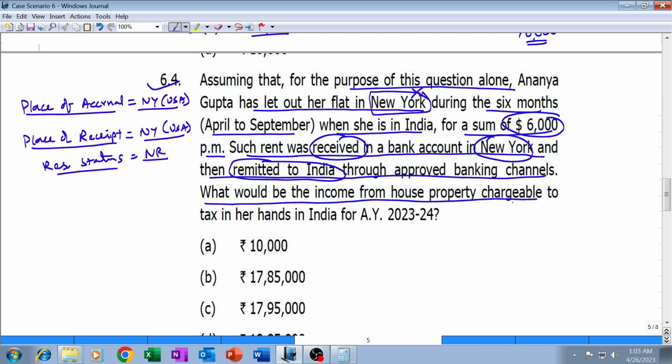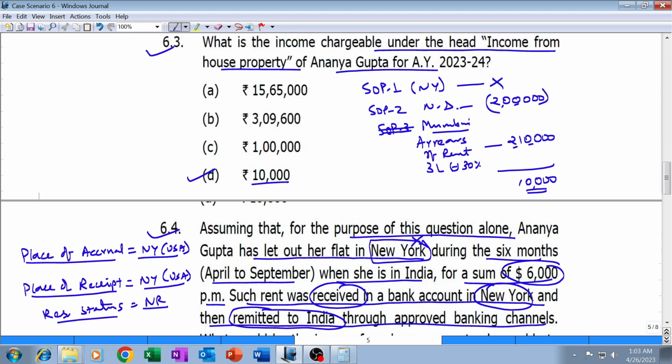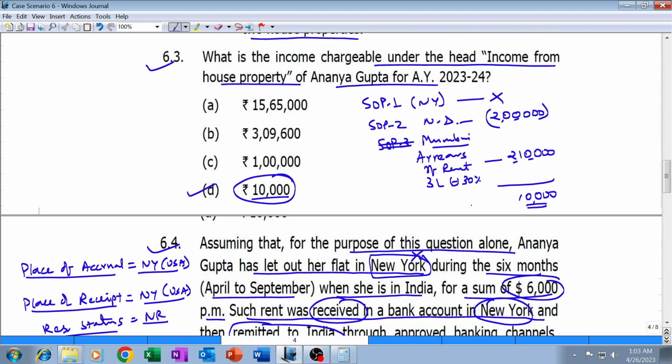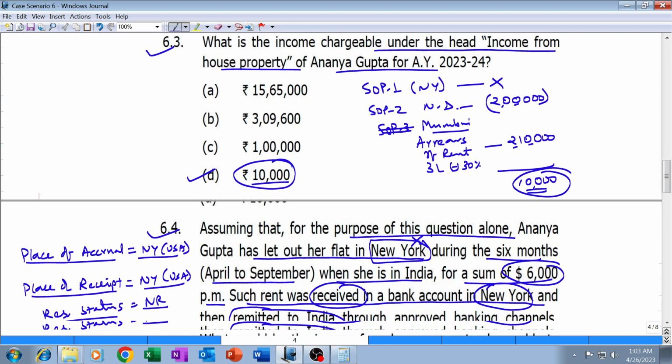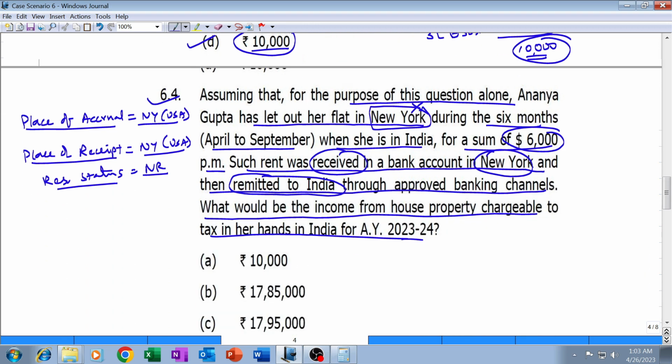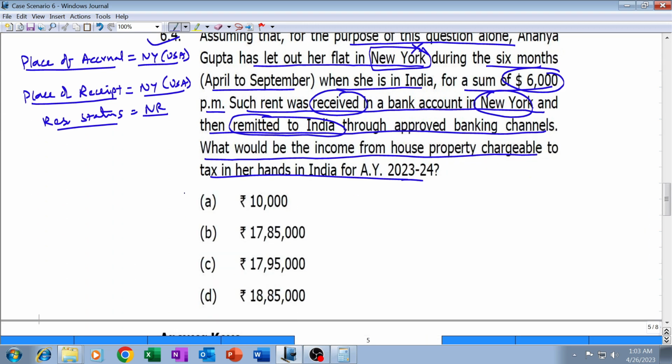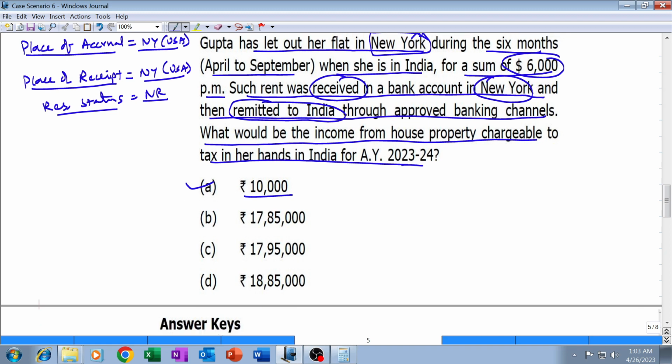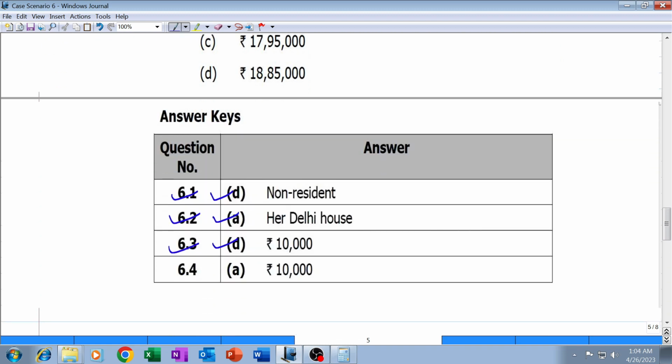What would be the income from house property chargeable to tax in her hands in India for AY 23-24? Answer, just like previous question 6.3, will be 10,000, the way we calculated it out here. Answer will not change. New York property will not make any kind of addition to the total income. Answer will still be 10,000. Let's check what's Institute's answer. Institute's answer is also 10,000.